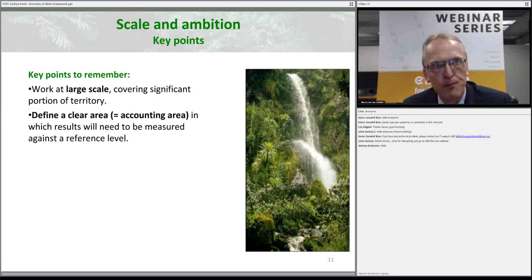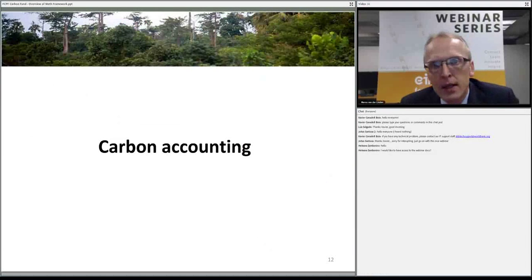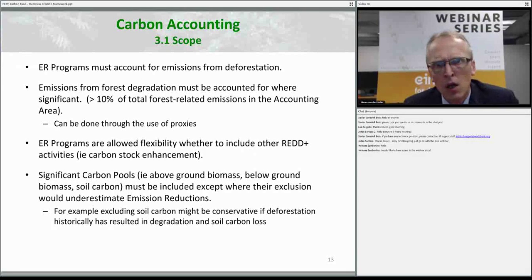So once you define that accounting area, then we actually move to the accounting of the emission and emission reductions. What the methodological framework of the FCPF requires is that every program must account for emissions from deforestation. So out of the 5 REDD+ activities, deforestation, degradation, enhancement, conservation, etc., every program needs to do deforestation. Then you also need to account for degradation where that is considered significant. And significant is defined as more than 10% of forest-related emissions in the accounting area.